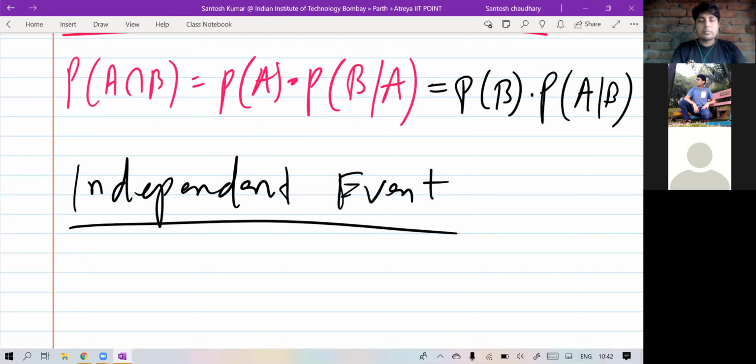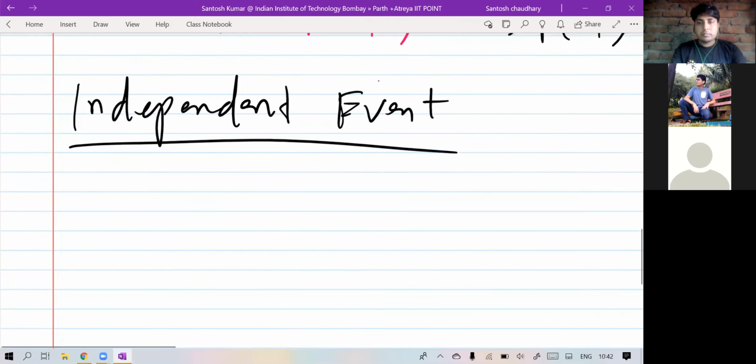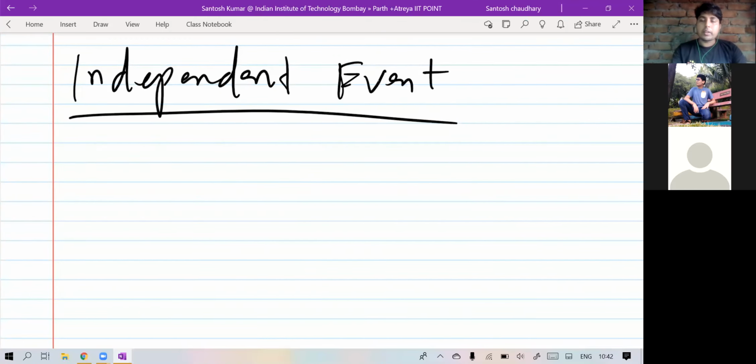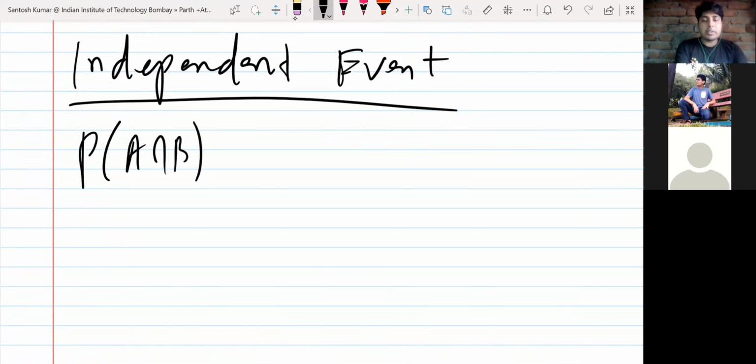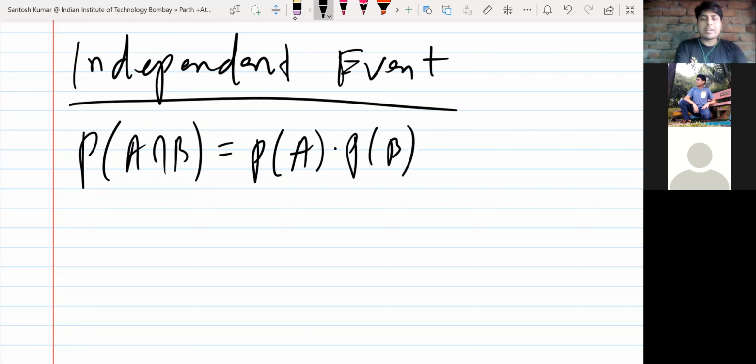Probability of A intersection B equals probability of A into probability of B. Correct. So this is what I wanted to know. So this is the correct answer. Now probability of A intersection B is probability of A into probability of B, so I treat this as the definition.